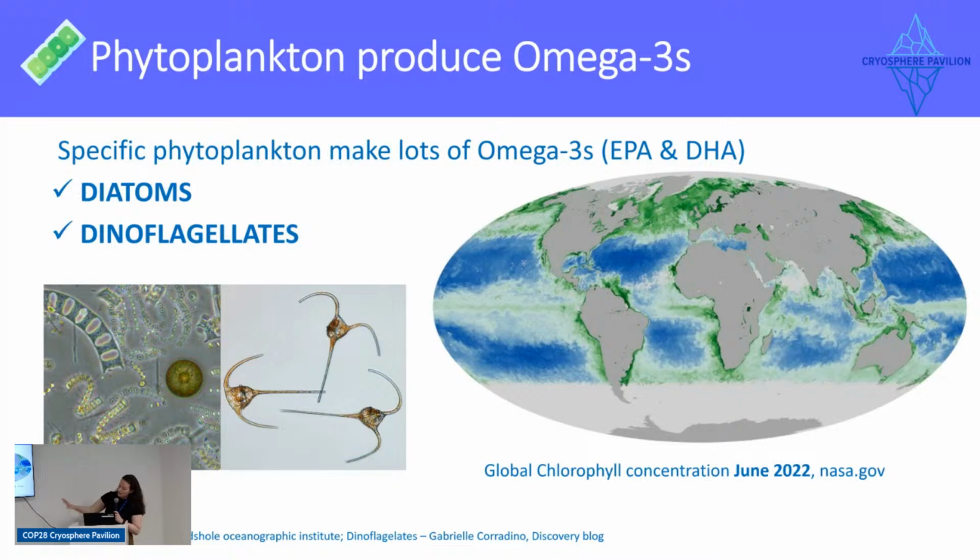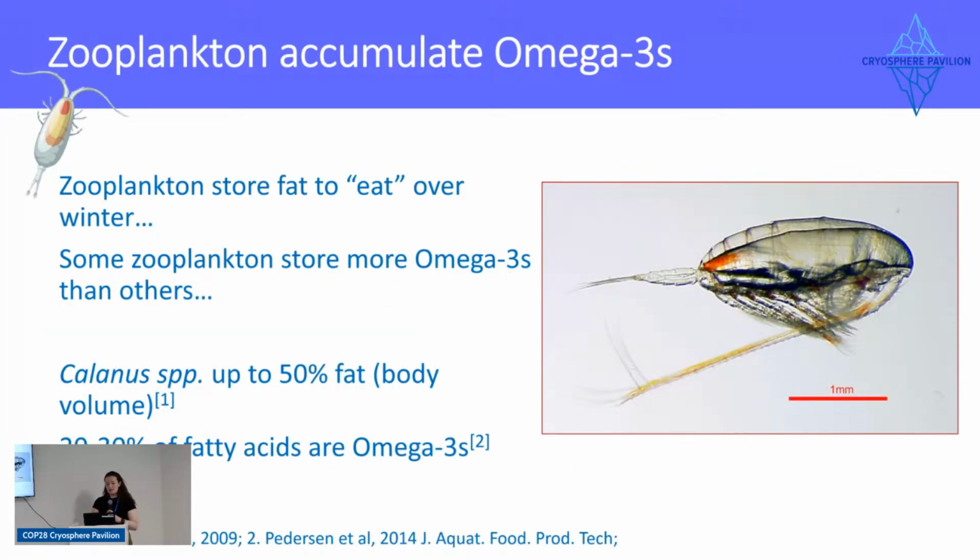So you can see here from this graph, the green area is the chlorophyll. So you can see up in the Arctic here, you've got lots of green, which means that it's a really, really productive ocean. And that's where we get all of these omega-3s. So zooplankton are not only very fat and very energy rich, but they also accumulate a lot of these omega-3s. And some zooplankton are better than others. So this species here is Calanus. Calanus is very fat and stores a lot of omega-3s. So it's energy rich and very nutritious. And you can see here, if I just circle this in red, that's their fat sac. So you can see that over 50% of their body volume is just pure fat, pure energy.